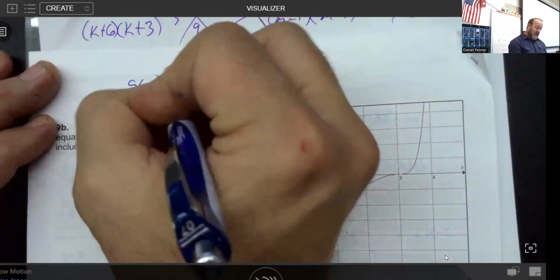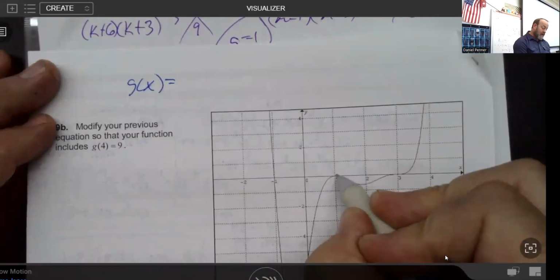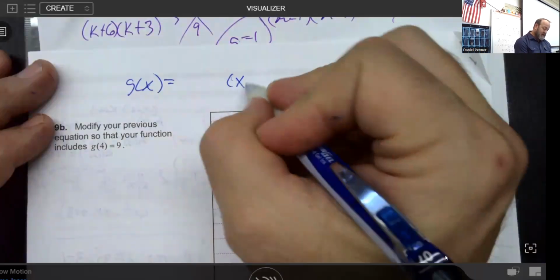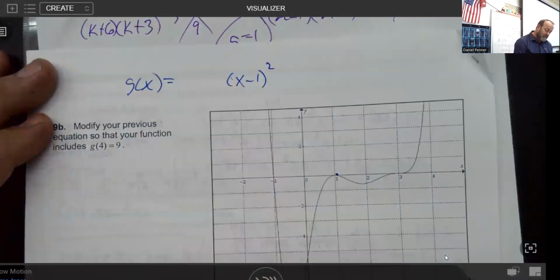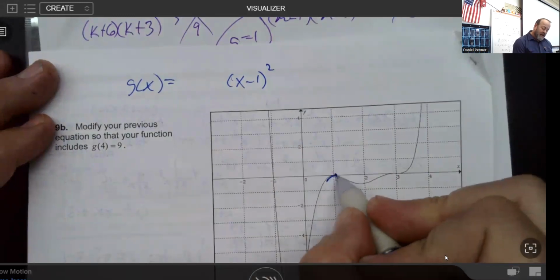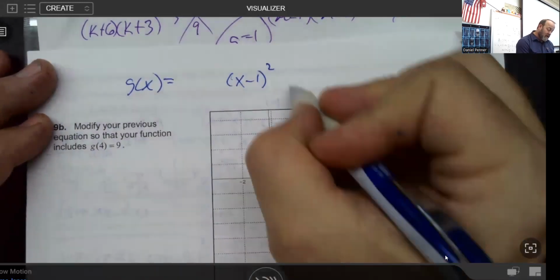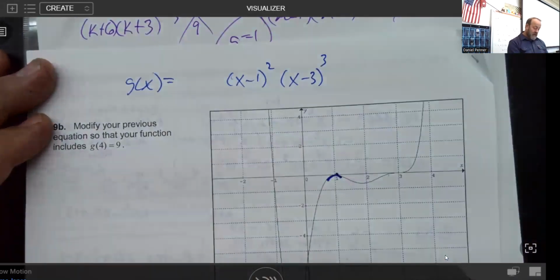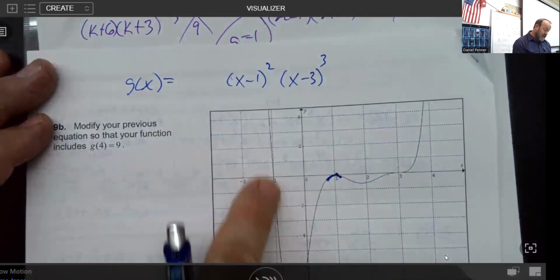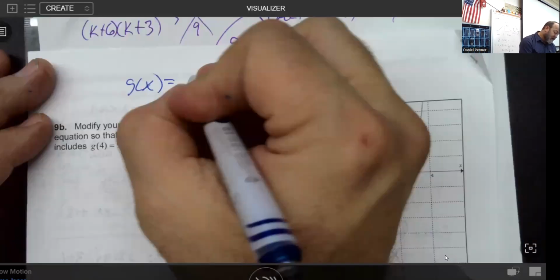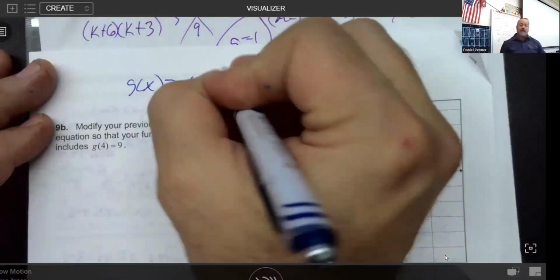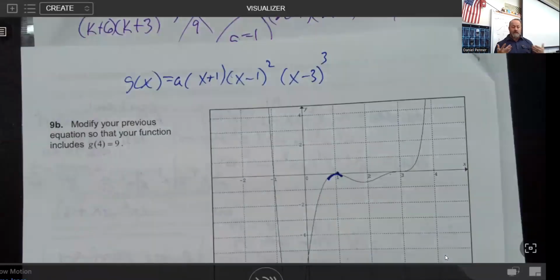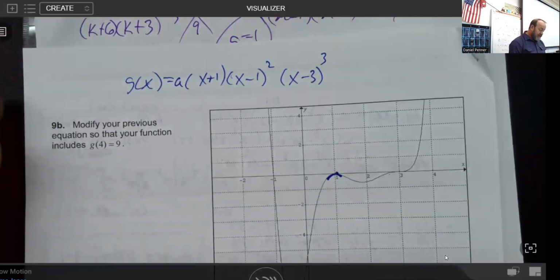So the first thing that I notice is that there's a root right here at 1. So I'm going to grab that as x minus 1 squared, because you see the little bounce that happens there. I also see a nice little cubic here at 3, and I know I'm a little bit out of order, because I also saw a nice little linear factor come through right here at x plus 1. But keep in mind, I don't know what that leading coefficient is. But I did say that I wanted it to happen somehow so that g of 4 is 9.